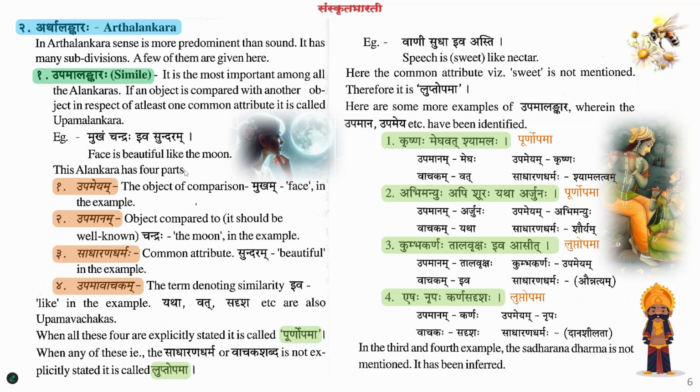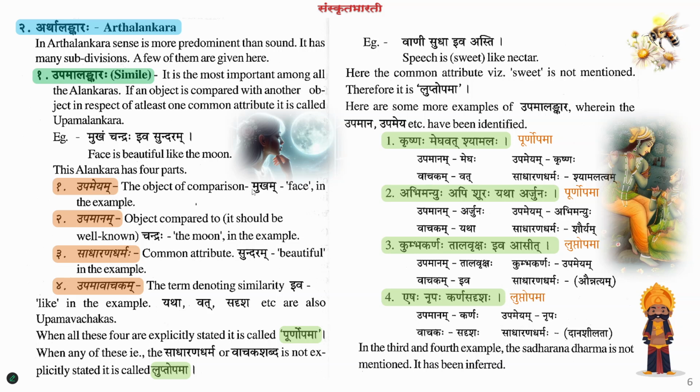This Alankara has 4 parts, very important. So, Upameyam, Upamanam, Sadharana Dharmaha, Upamavachakam. So, memorize this. Upameyam, object of comparison, Mukham. Okay. So, what of this lady is being compared? The face. So, that which is being glorified with an Upama Alankara is called Upameya. That which is deserving of an Upamana is an Upameya. That which is deserving of a Visheshana is the Visheshya. I mean, like that you think. So, Upameya is a Visheshya kind of relationship.